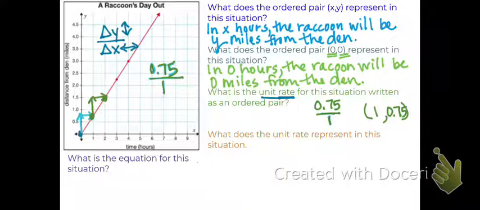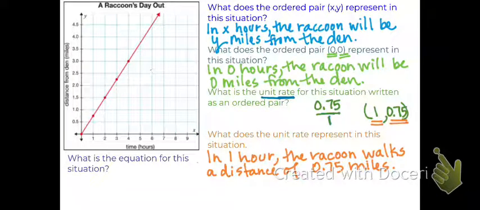So now it says, what does the unit rate represent in this situation? So again, we're just going to read it with the labels. The 1 is the change in the X coordinate. So in 1 hour, and the 0.75 is a change in the Y coordinate. In 1 hour, we go a distance of 0.75 miles.